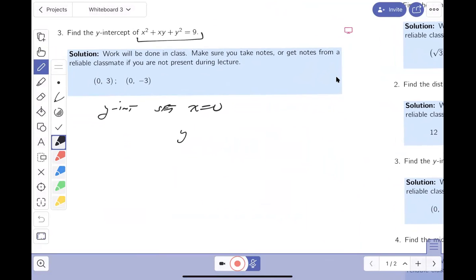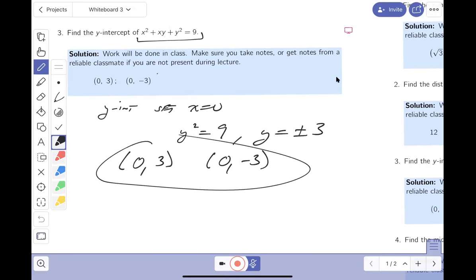You just get y squared is equal to 9. That was pretty simple. Now solve for y. What do you get? Y equals plus or minus 3. So let's write down the point. X is 0, Y could be 3. What's the other one going to be? X could be 0, Y could be minus 3. Fairly simple.